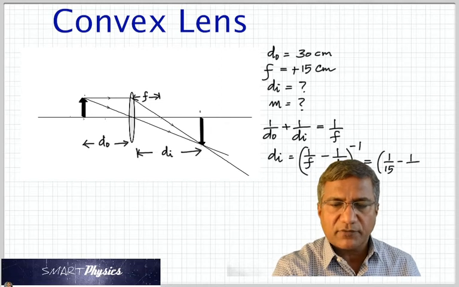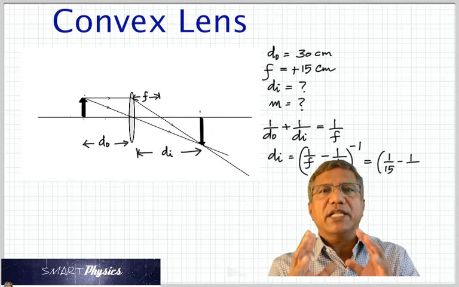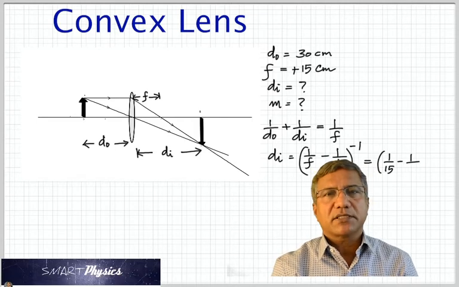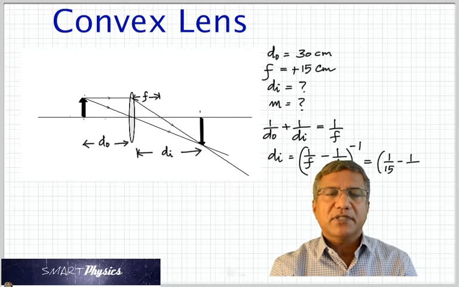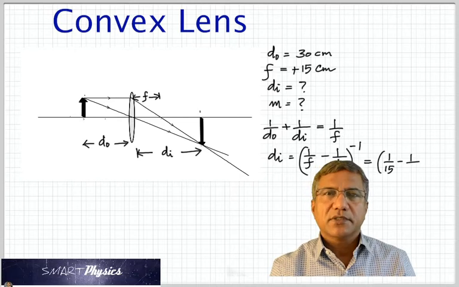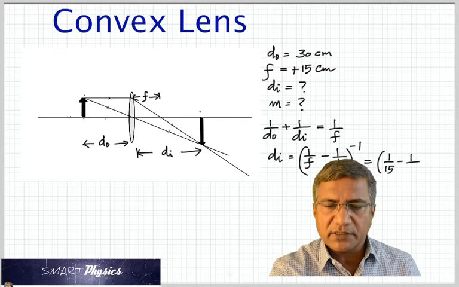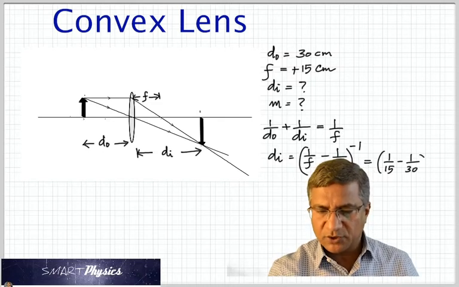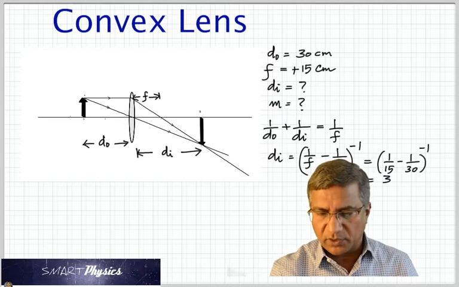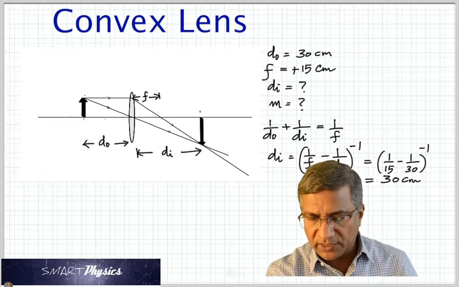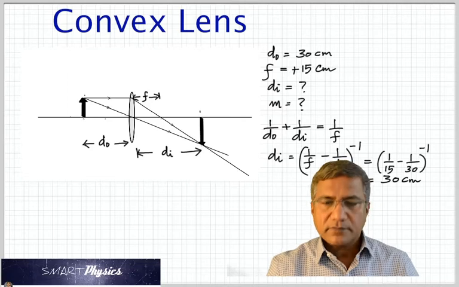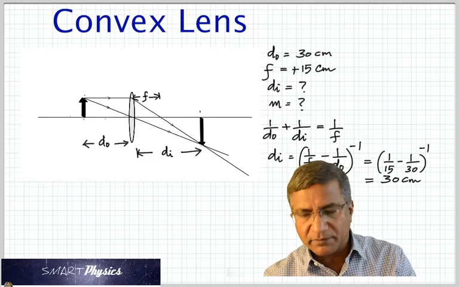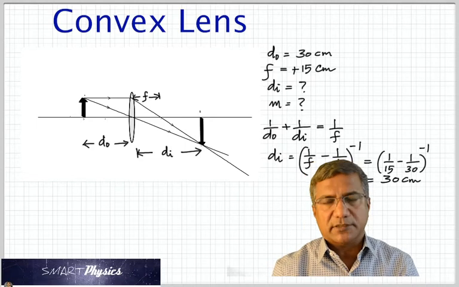Notice that if it's a convex lens, the focal length is positive. But if it's a concave lens, the focal length is negative. That's a very important difference. So this being a convex lens, the focal length is positive. So it's (1 by 15 minus 1 by 30) raised to negative 1, which gives 30 centimeters. So the object distance is equal to the image distance in this particular case.